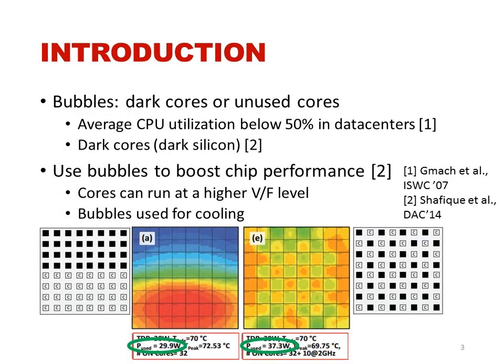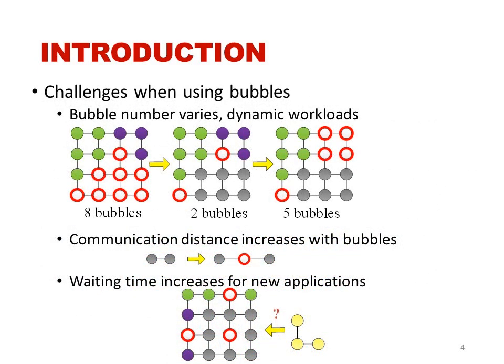Bubbles are dark cores or unused cores in the system. Previous works illustrated that we can use bubbles to boost the system performance by increasing the VF level of active cores. However, there are some challenges when we use bubbles for application mapping.